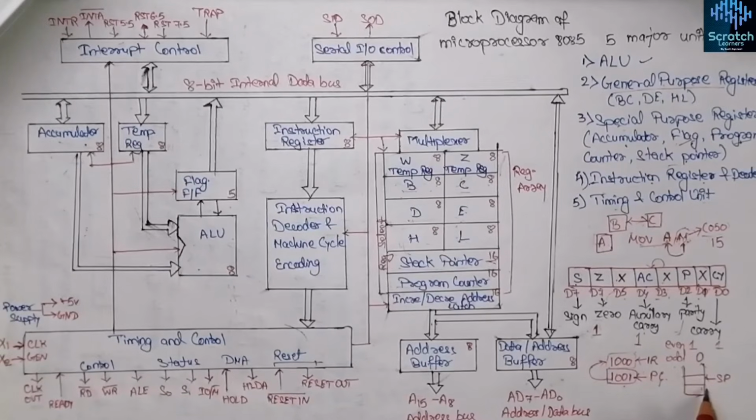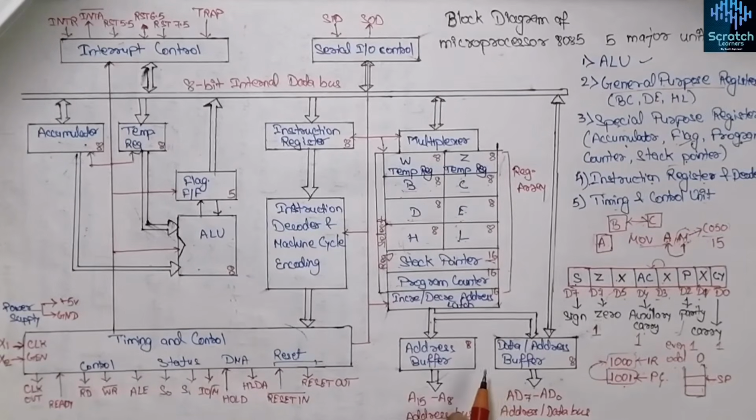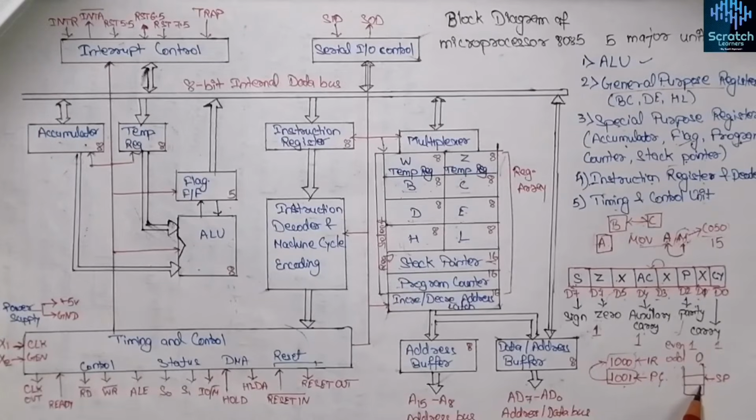So what is the use of the stack pointer in a microprocessor? It is used to store the return address of the main program when a function is called. In a microprocessor, we call a function a subroutine. So whenever a subroutine is called, the return address will be stored using the stack pointer.